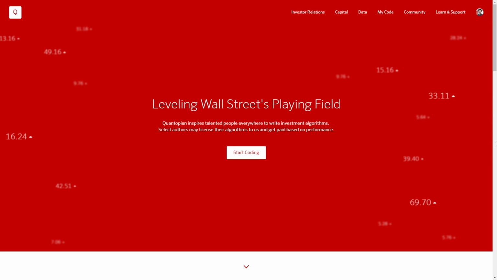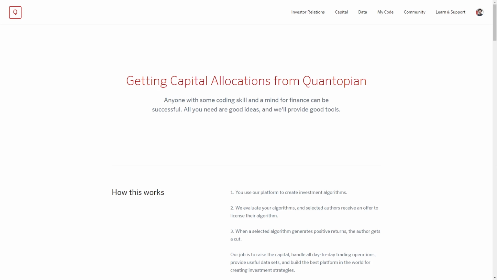Quantopian is a crowdsourced investment firm, and our goal is to democratize quantitative finance and to level Wall Street's playing field by providing a lot of free tools and data of the same caliber that you would run into as a professional on Wall Street. Our business model is to provide capital allocations to the best algorithms that are developed on the platform. To this end, we've developed a pretty extensive educational curriculum to make sure that our users are well educated.